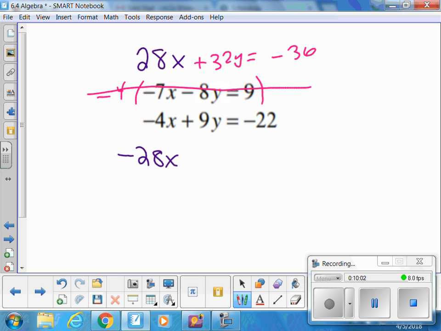Okay, bottom equation. What could I multiply by to turn my first term into a negative 28x? Positive 7. Do you like that idea? And then 7 times negative 4 would be that negative 28x. 7 times 9 would be a 63y. And 7 times negative 22. I'll need your help on that. Ashley got it? Negative 154. All right. Thank you.